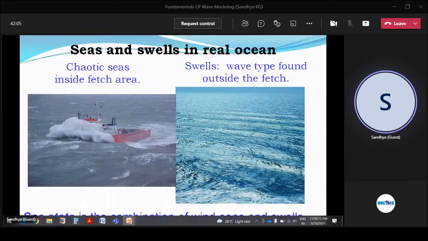Now, here I put two pictures of windsea and swells in the real ocean. Here you can see the windsea on the left-hand side. It is very irregular. You see the white caps or white foam-like things on the left-hand side. And here the ocean is very organized. You see regular waves.